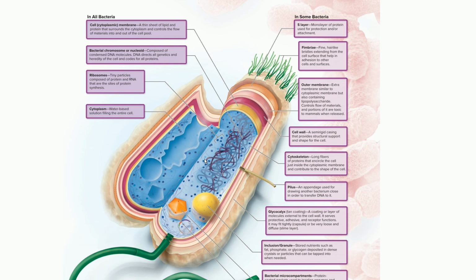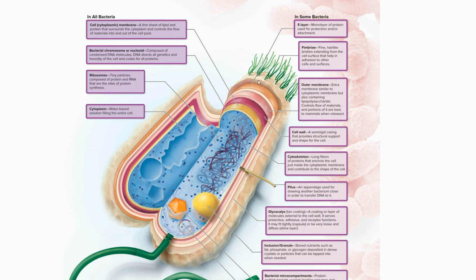Bacterial cells do not have organelles. Everything is embedded in the cytoplasm. All of these you can see, your genetic material, ribosomes, everything is embedded in the cytoplasm. So these are the things which are there in all the cells. Now let us see some of the things which are present in some bacteria. Okay, S layer. Now what is the S layer?